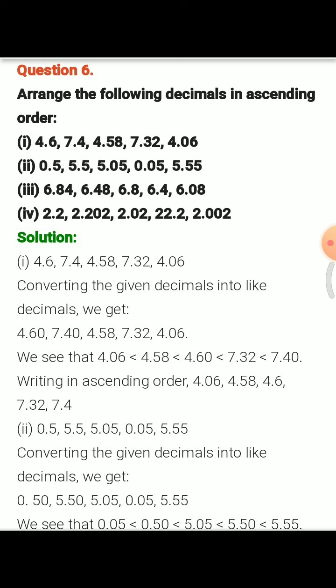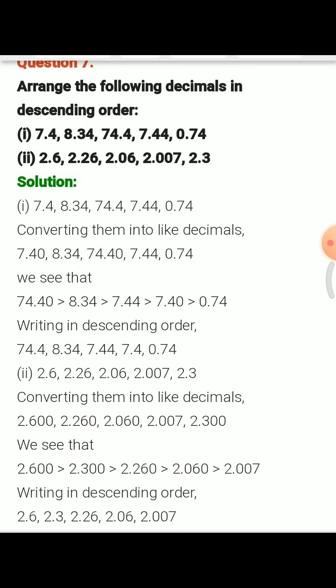By the help of this you can solve all these questions. Okay, it is homework. Next question is, arrange the following decimals into descending order. So what is descending order? Descending order is just opposite to ascending order. Means in ascending order the numbers start from lowest to greatest, but in descending order numbers start from greatest to smallest. Okay, at first you write the question: 7.4, 8.34, 74.4, 7.44 and 0.74.